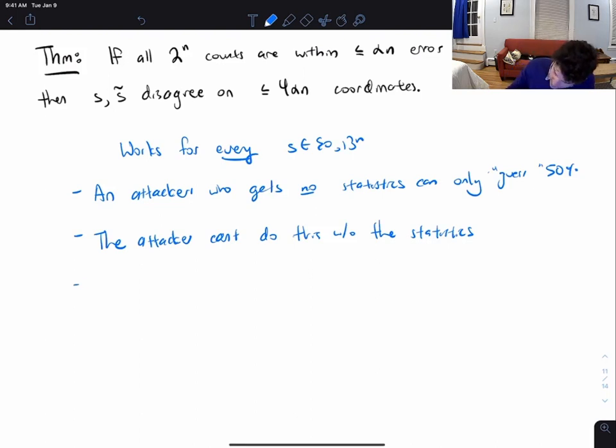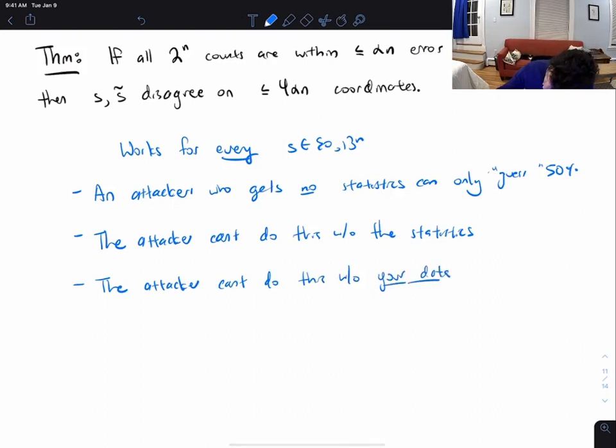The second thing I want to note is that the attacker can't do this without your data in the data set. What I mean by that is if you had just not put your data in the data set, if we just cut your data out and your secret bit is just a coin flip, then an attacker who only gets information about people other than you cannot guess your coin flip. So they're really learning something about you because your data was included in the data set and included in the statistics, and that's really important.